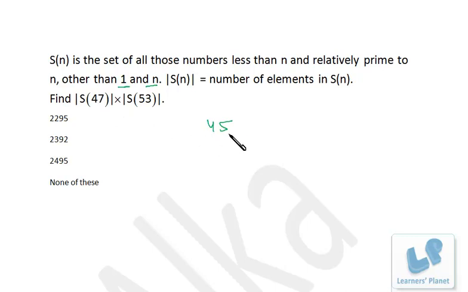So that's 45. Similarly 53 is also a prime number, so except 1 and 53, all 51 numbers will be co-prime with 53. So 45 into 51 is your answer. So a simple conceptual problem. I hope you are clear.